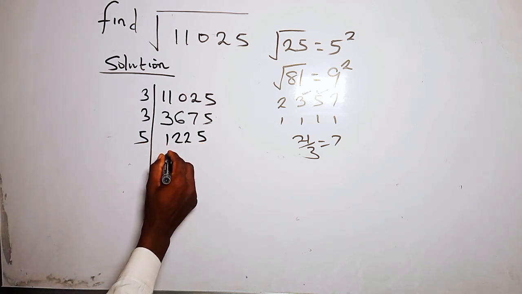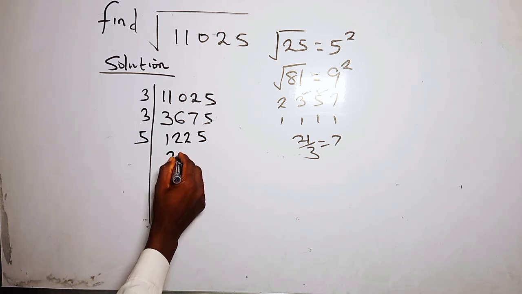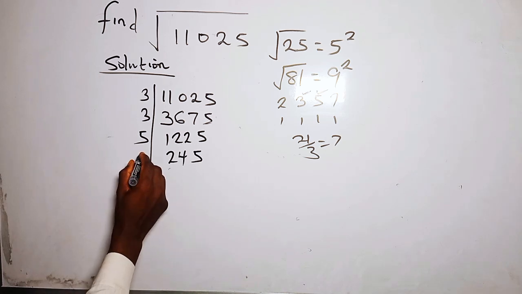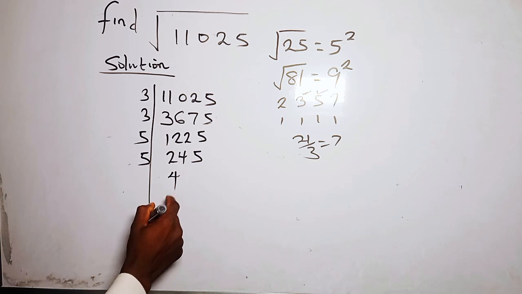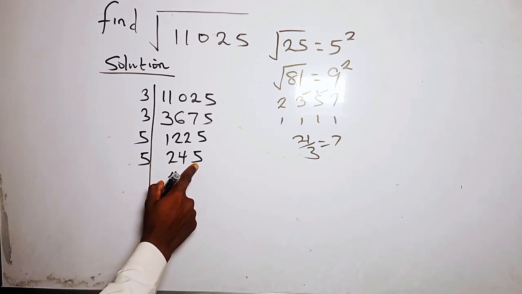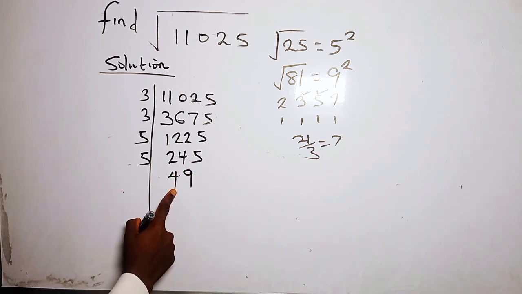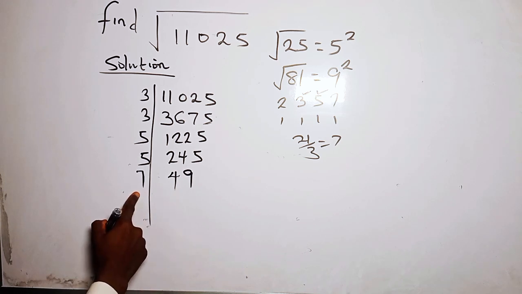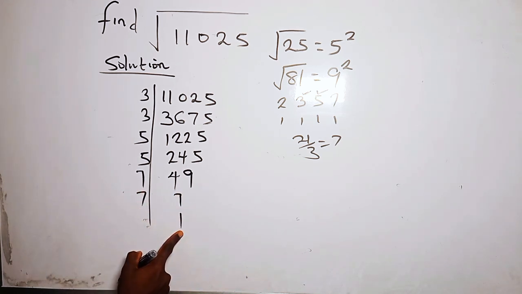5 in 12 is 2. In 22, we have 4. In 25, we have 5. Can we still use 5? Yes, we can use 5. 5 in 4, we have 4, so we made that 4. When we bring it down, that is 45. So we have 5 times 9 to be 45. So this is 49. So we can use 7. 49 divided by 7 is 7. So we have 7. So here we have 1. So we have reduced the division to 1.